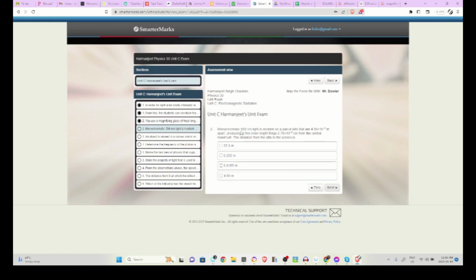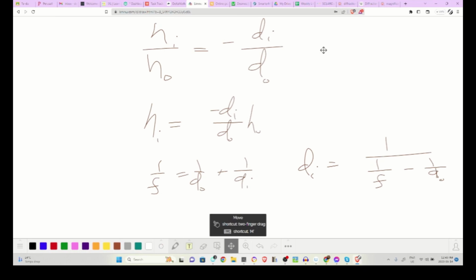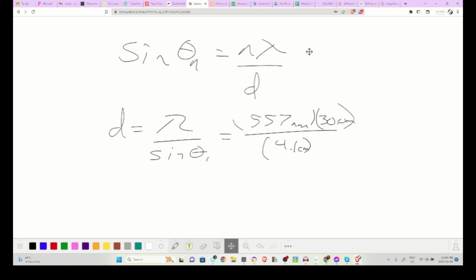Now, monochromatic 550 nanometer light is incident on a pair of slits that are this far apart, producing a first-order bright fringe this far from the central maximum. The distance from the slits to the screen is... So this is coming back to this equation, using again our x over L approximation for sine theta. So we've got that x over L.